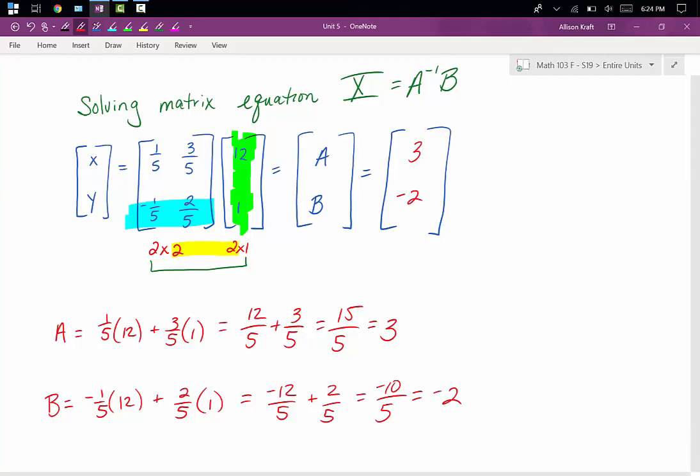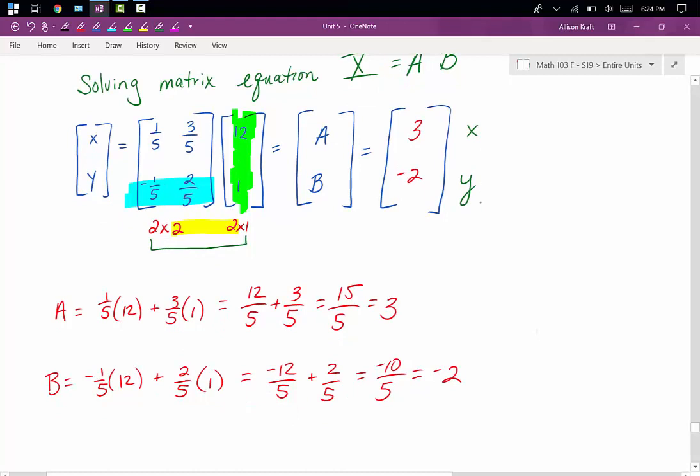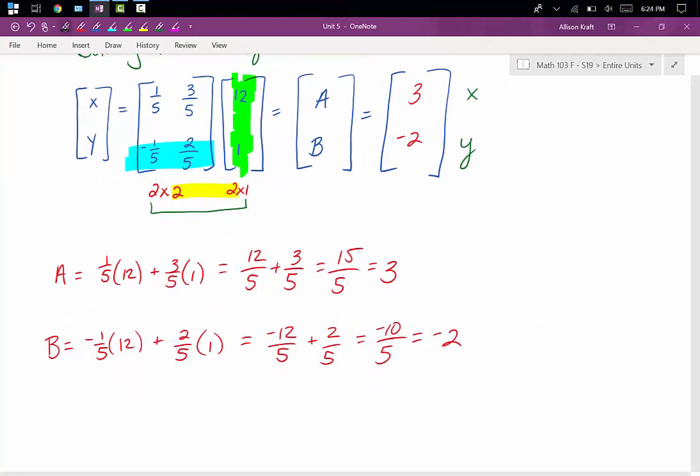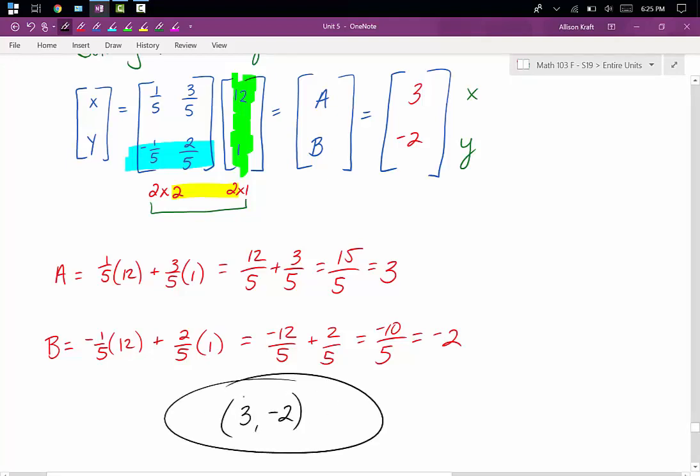What we found here is our variable matrix x, y. And since we are solving a system of equations, we always want to write our solution as an ordered pair. The solution to this system is the ordered pair 3, negative 2.